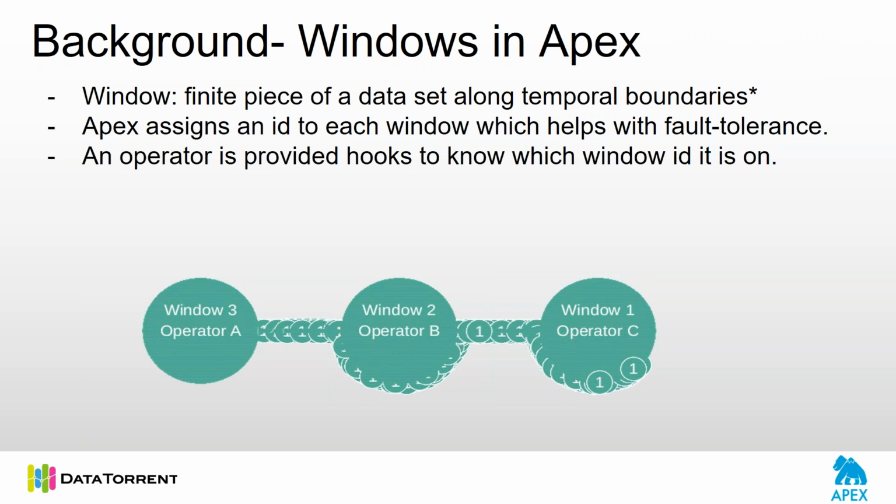You can imagine a window ID to be associated with every tuple in the application and even with every operator. This is a simple DAG which has 3 operators in it. The tuples are flowing between these operators, and there's a notion of window ID with each tuple as well as the operator. When we look at other examples, it will be clear.